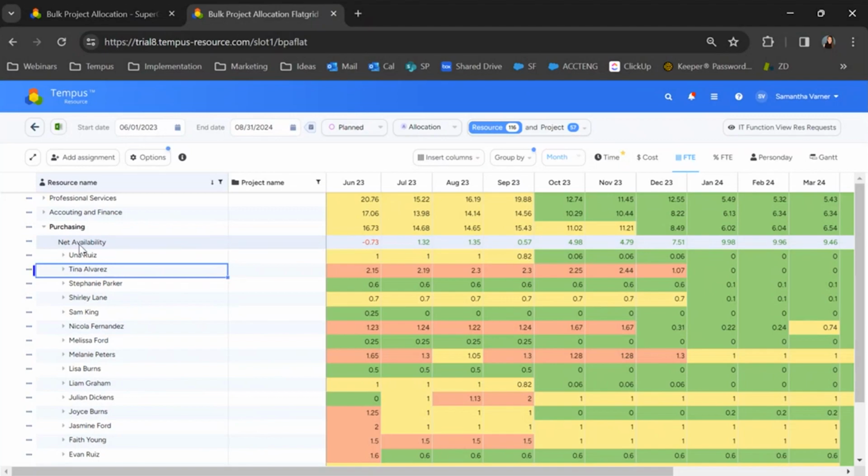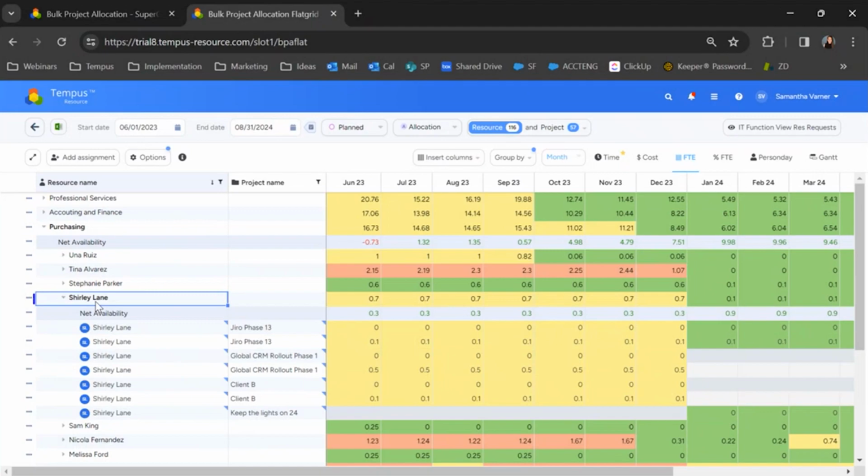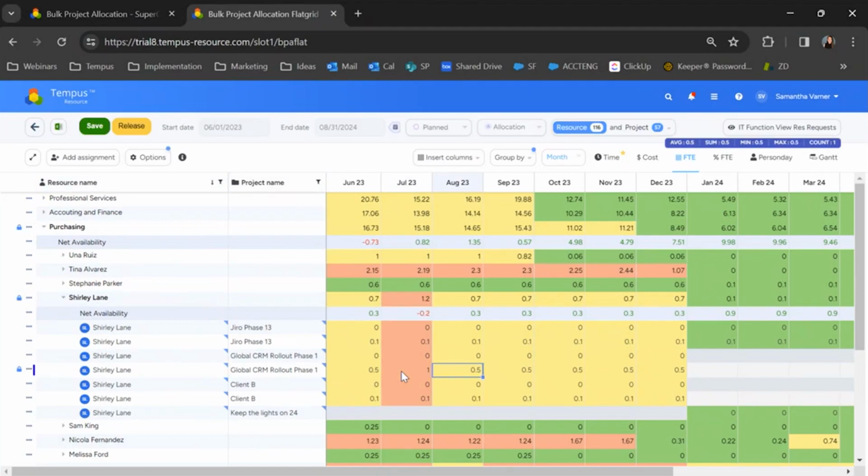The fantastic thing about these rollups and this group by in the Flatgrid is you have more functionality at your fingertips, which does include things like this net availability, which is saying, hey, the team overall is about 0.73 FTE over allocated or unavailable, if you will. You can click down into the individual resource. You can edit in here just like you can in the normal Flatgrid or in the BPA legacy. So this just gives you more variety in how you can view your information.